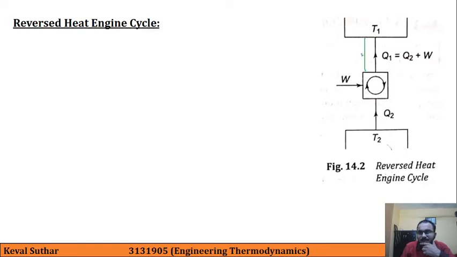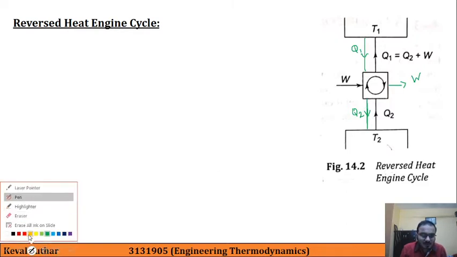from the high temperature reservoir, heat Q1 was provided to the heat engine and we were getting the work output, and some essential quantity of heat was rejected here, that is Q2. So this green portion is our previous standard heat engine cycle, and now we are having something which is a reversed heat cycle.